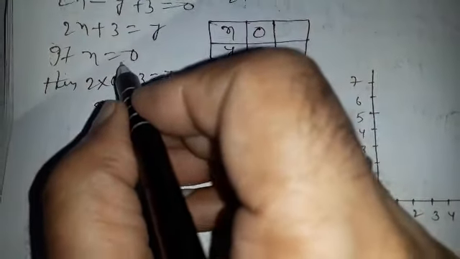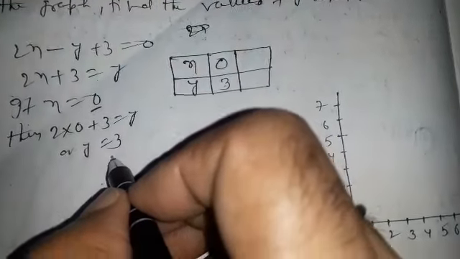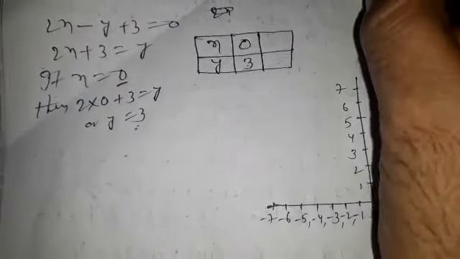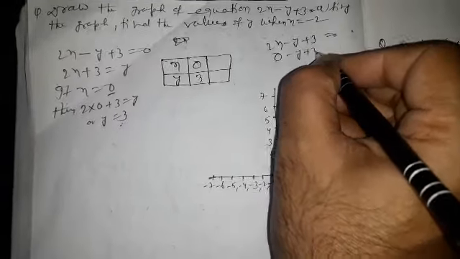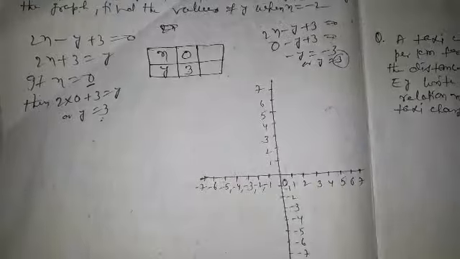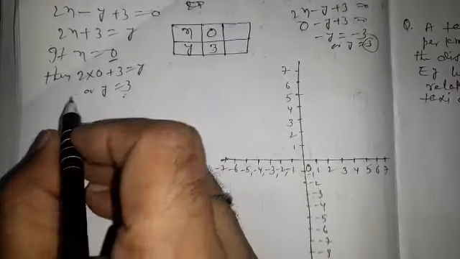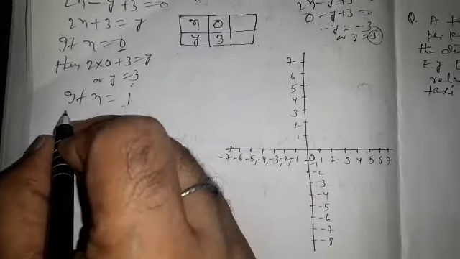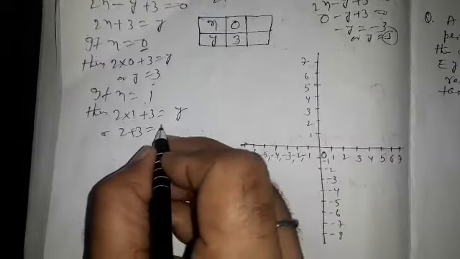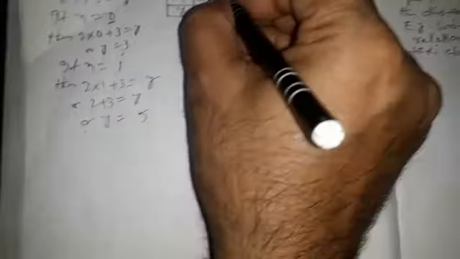Here we take x as 0, then the corresponding value of y is 3, and this value y = 3 also satisfies the equation, because in 2x - y + 3 = 0, if x is 0, then -y + 3 = 0, so -y = -3, or y = 3. Second, if x is taken as 1, then 2 into 1 plus 3 is equal to y, or 2 + 3 = y, so y = 5. If x is 1, then y is 5.